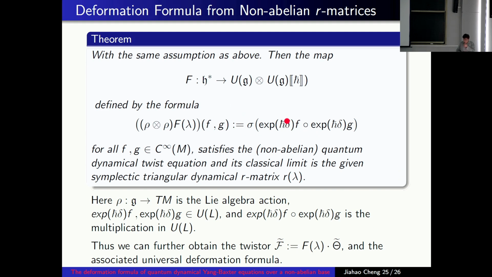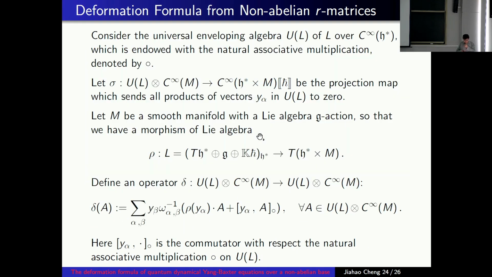We just defined an operator delta, so now we can use this delta to define something. Suppose now that f and g are smooth functions on the manifold M. Then you can, of course, regard C^∞(M) as a subspace of UL tensor C^∞(M), and then you use delta to act on this smooth function on M.